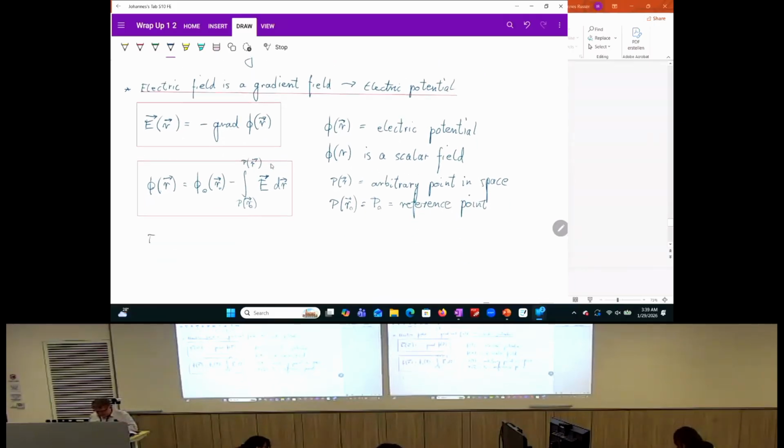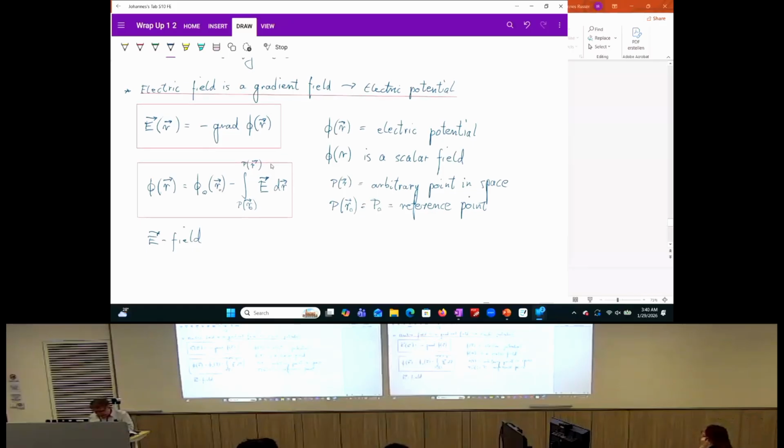Another important takeaway is that the E field lines and the equipotential surfaces are perpendicular to each other. That is what we have seen in the example that we just plotted, and also what we discussed yesterday.